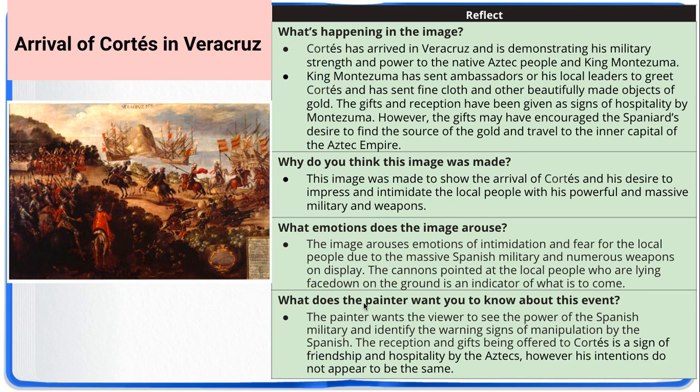What does the painter want you to know about this event? Well, the painter wants the viewer to see the power of the Spanish military and identify the warning signs of manipulation by the Spanish. Right? This reception that's being offered to Cortés and the gifts, that is a sign of friendship and hospitality by the Aztecs. However, Cortés's intentions do not appear to be the same. As we can see, he's flaunting his military and these weapons to really show his power.